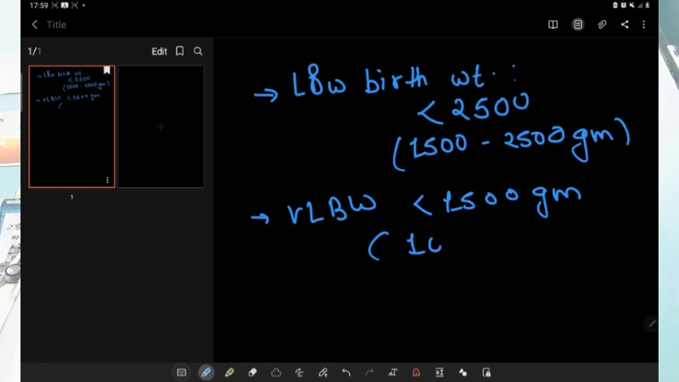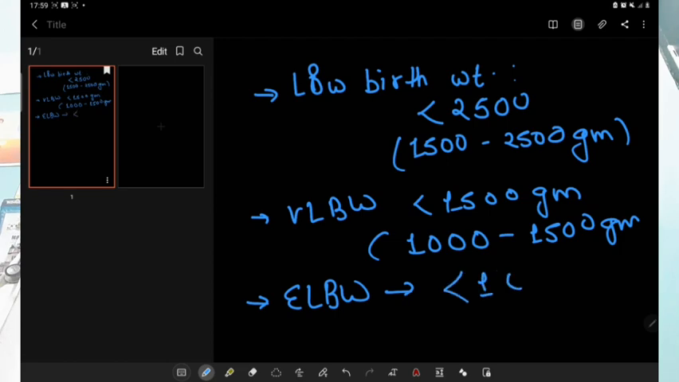birth weight. Okay. And next thing is extremely low birth weight, which means if the weight of the baby is less than 1000 gram, then that condition is called extremely low birth weight. Okay, so these three birth weight categories don't depend upon the gestational age. Okay, then we'll be talking about types of low birth weight.